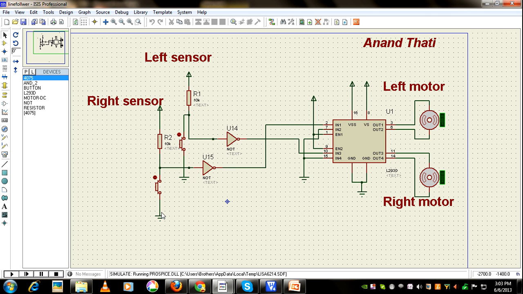So we'll see the operation. Both are rotating when these are zero, which means the black line is in between the two motors. If it is moving to the left side, the right sensor will not detect anything, so it will become 1 and the right motor is running. And if the robot is moving towards the right, this one stops and this one is running. Okay, this is how it works.